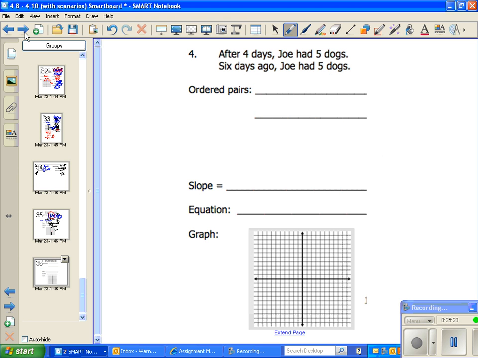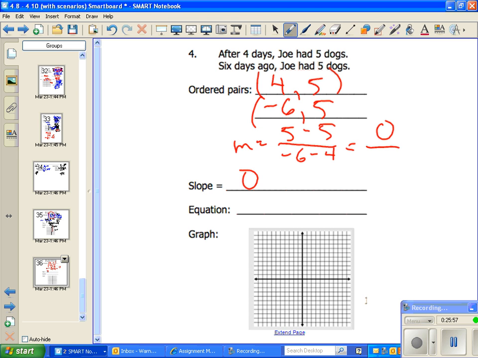Do that one on your own. Okay, going over your answer. After 4 days, Joe has 5 dogs. 6 days ago, Joe had 5 dogs. Okay, just thinking about it, what's the rate of increase of his dogs? Okay, 0. You guys already know if you think about it, it's going to be 0. Okay, what are the ordered pairs? Bridget? Good. Plugging that into the formula, 5 minus 5 over -6 minus 4, giving you 0 over -10, which is the 0 that you guys knew.